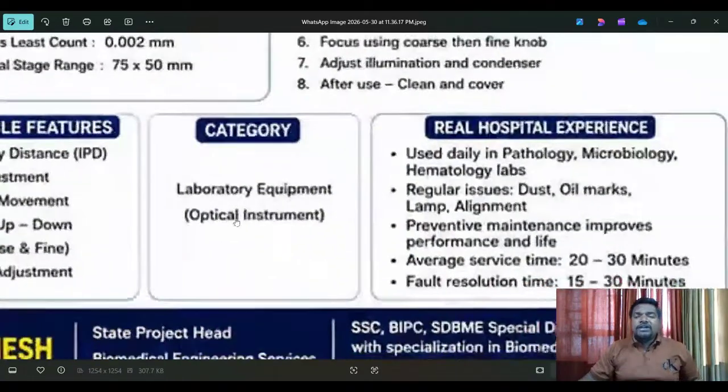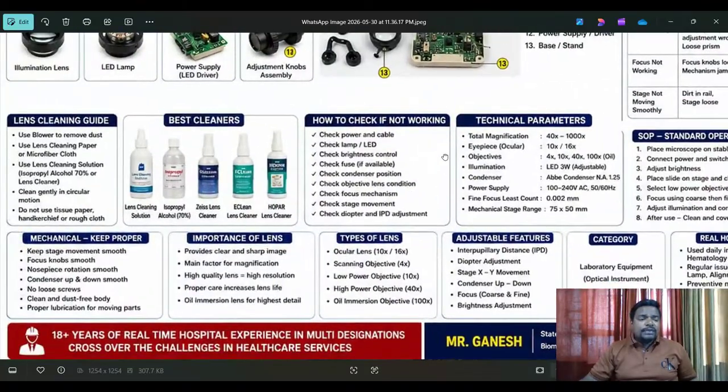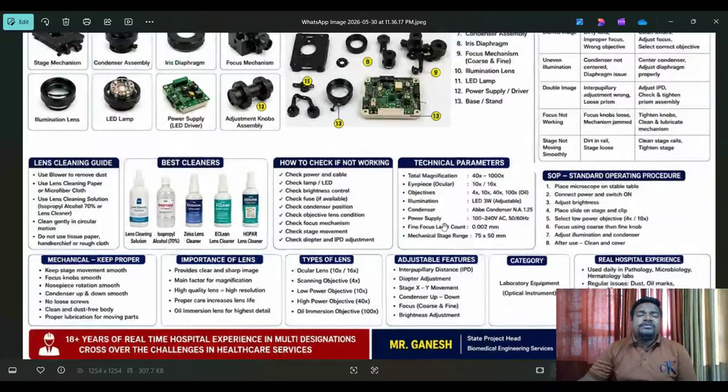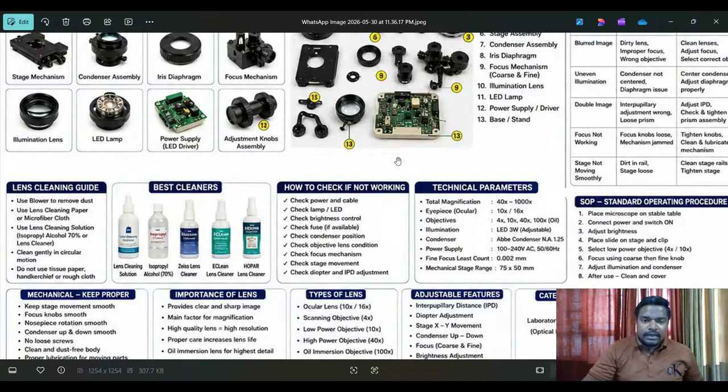Category wise, I have explained everything, I hope. Hundreds of equipment I have experienced in my life, with 18 plus years of real-time hospital experience in multiple designations, crossing over the challenges in healthcare services. These are the most important. All this is a long process for only one equipment. If you think in this way, there are a lot of things. Now I'm going to show you one more thing, how the patient side uses it.